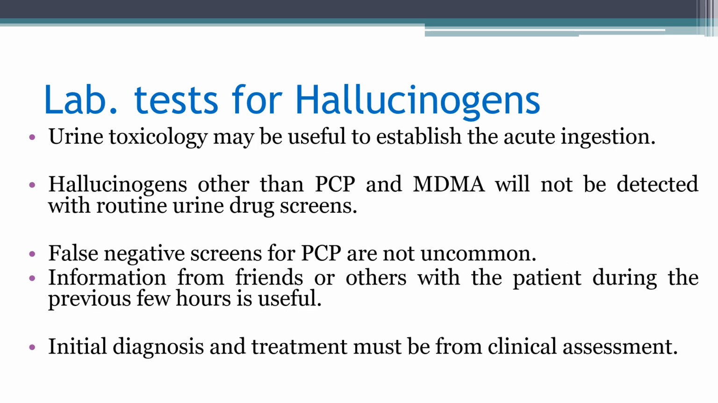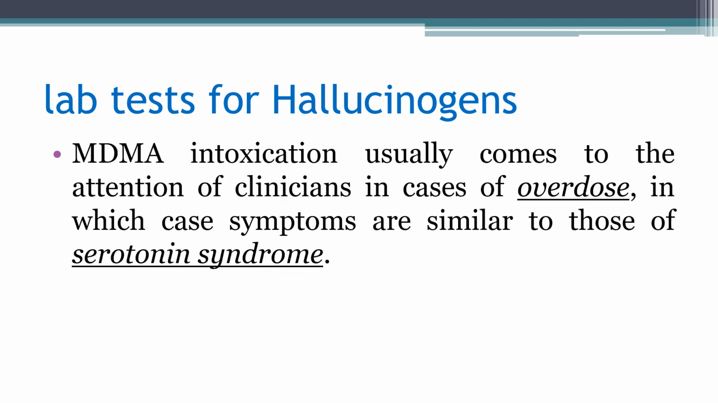For hallucinogens, urine toxicology may be useful to establish the acute ingestion. Other than PCP and MDMA, they will not be detected with the routine urine drug screen. False negative screens for PCP are not uncommon. Information from friends and history is important in making the clinical diagnosis and suspecting hallucinogen intake. MDMA is usually detected in the case of overdose, and it presents as a serotonin syndrome, which occurs due to drugs which increase the serotonergic transmission.